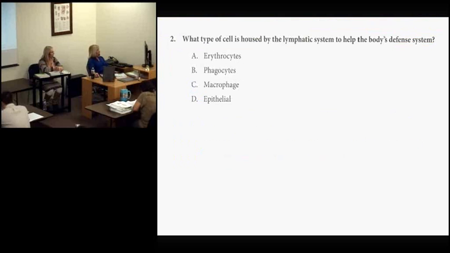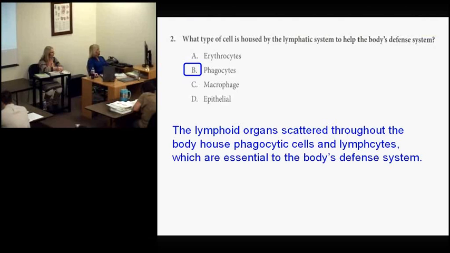Number 2, what type of cell is housed by the lymphatic system to help the body's defense system? B, phagocytes. And I think of these as Pac-Men. And it begins with P, too. So think about them. They're going through the body, and they're trying to defend us from all kinds of microbials and bacteriums. So lymphoid organs scattered throughout the body house phagocytic cells and lymphocytes, which are essential to the body's defense system.